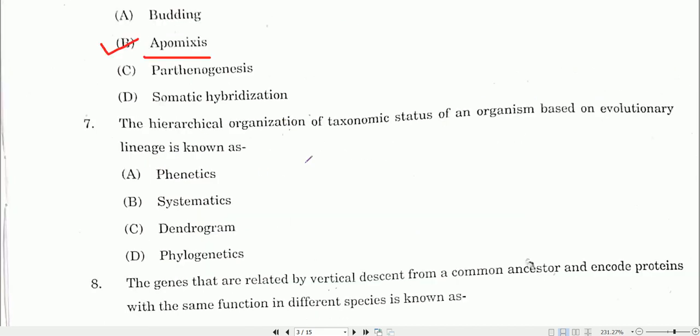Coming to question number 7. The hierarchical organization of taxonomic status of an organism based on evolutionary lineage is known as phylogenetics. So option D will be the correct one.